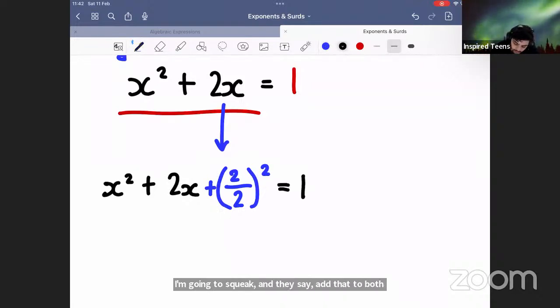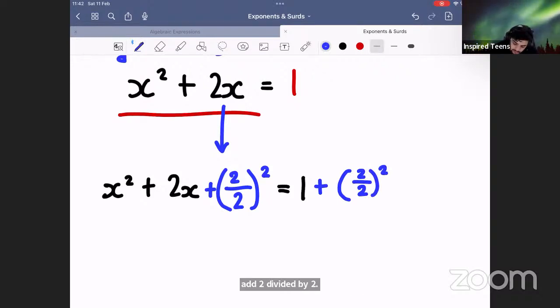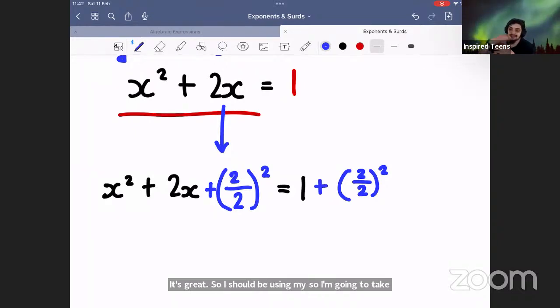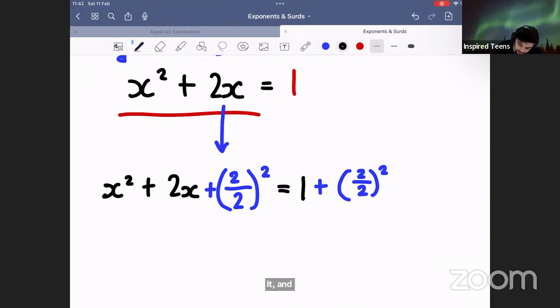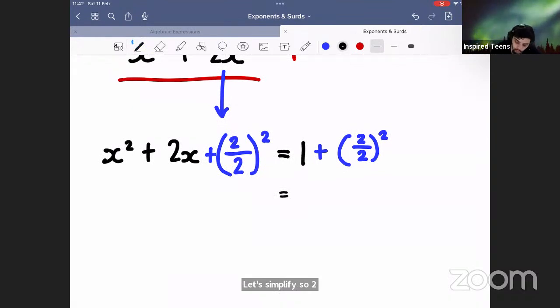Then I'm going to have my 1, and I'm going to add 2 divided by 2 squared. So I'm going to take b, half it, and square it, and add it to both sides. Hope that makes sense. Let's simplify. 2 divided by 2 is 1. 1 squared is 1. 1 plus 1 is 2.